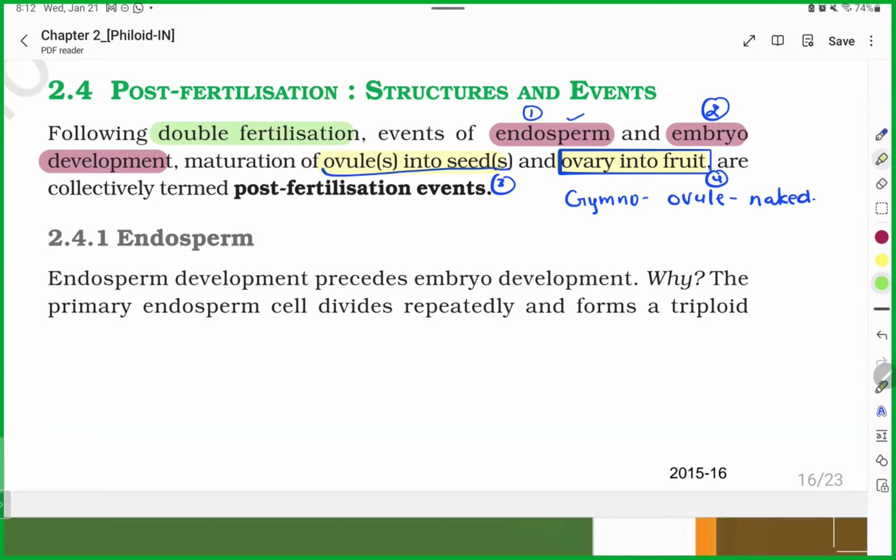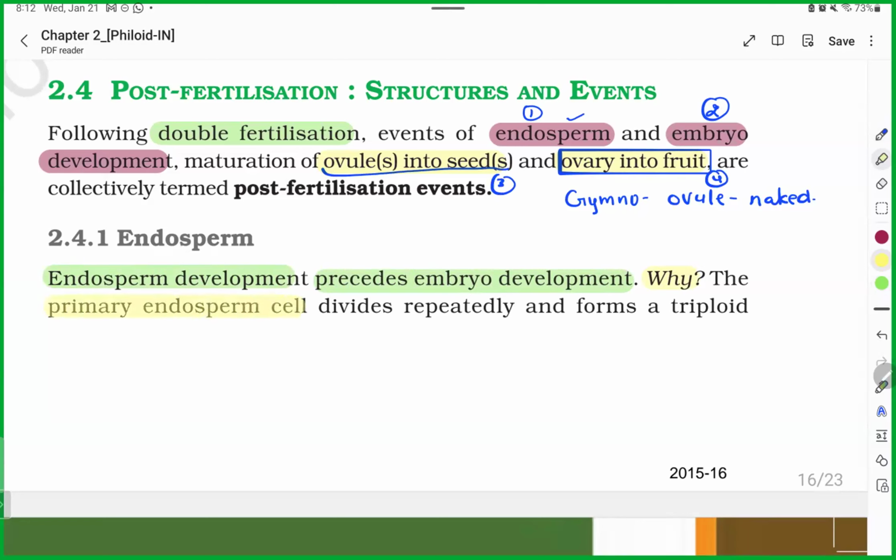Okay, in this case, endosperm development proceed before embryo development. Because if you want to develop embryo, you need endosperm. Why? Endosperm is food for the development of embryo. Endosperm provide nutrition. That's the reason. So this explain your why.